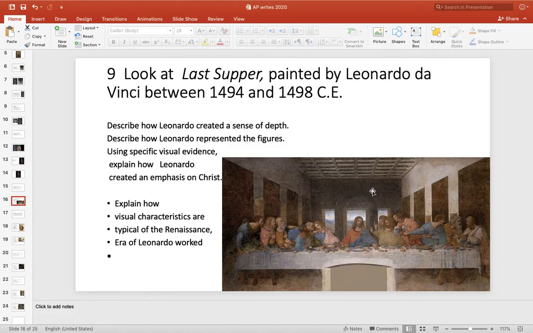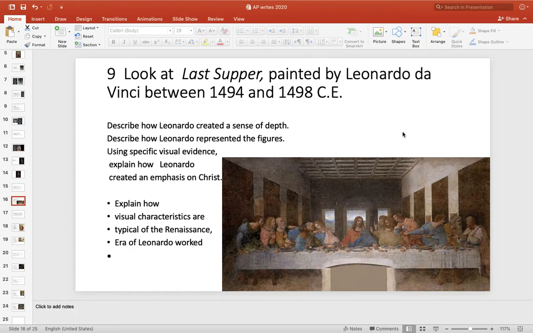So for depth, you go back to linear perspective, orthogonals. He creates the illusion of real space. The figures, you want to talk about the groupings, how he has groups of people and they also have individual personality. Maybe something about how Leonardo could paint more than the person. He could paint their personality. And in this work here, he's capturing the moment when someone's going to betray Christ.